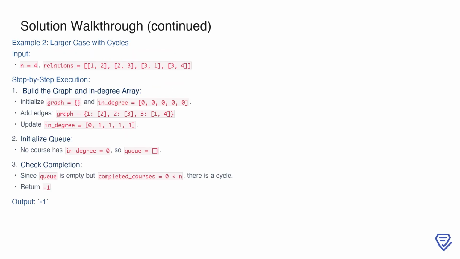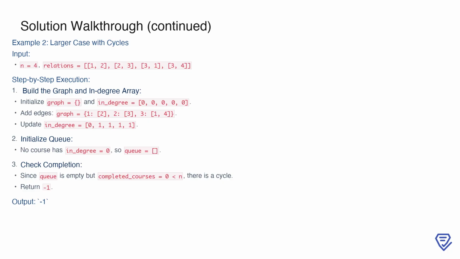Here, we examine a more complex case that involves a cycle in the course dependencies. The input specifies 4 courses in several relations. Course 1 depends on Course 2, Course 2 depends on Course 3, Course 3 depends on both Courses 1 and 4. When we build the graph and indegree array, we see that Course 3 has 2 outgoing edges, one to Course 1 and another to Course 4. The indegree array is updated accordingly, showing that all courses have at least one prerequisite. However, when we initialize the queue, we find that no course has an indegree of 0, meaning there are no courses that can be taken without prerequisites.